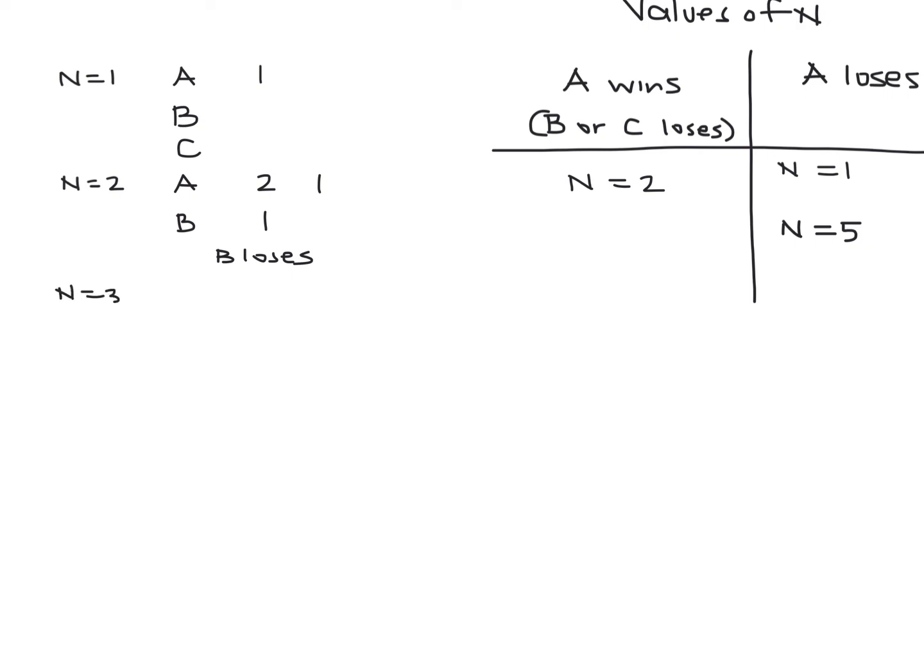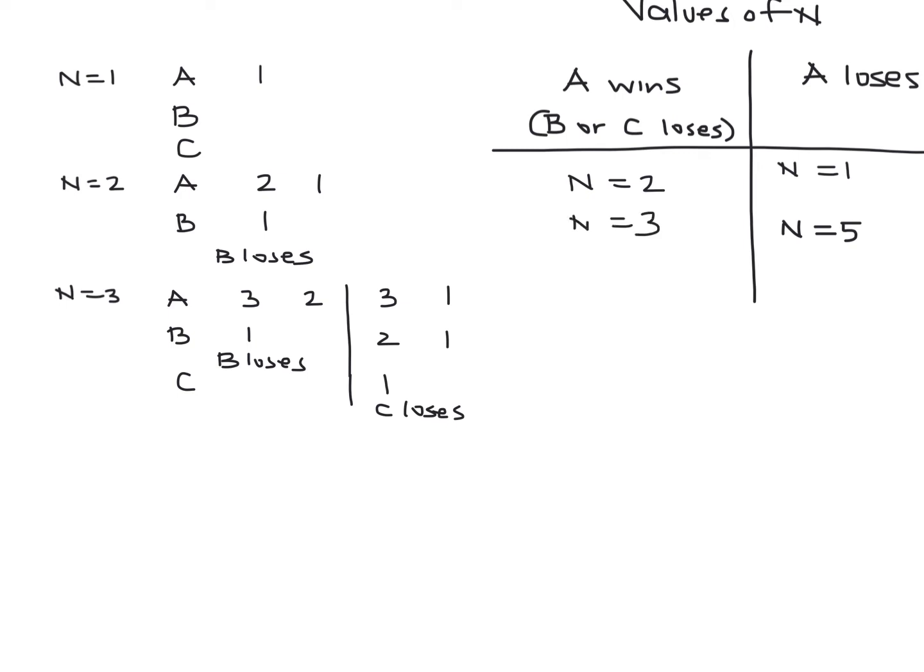N equals 3. If Alphonse starts off with 3, we've got a couple choices. The first choice is when he removes only 2. Then Beryl ends up with 1. Beryl loses. But what if he started off with 3, but removed only 1? Then Beryl ends up with 2. Beryl has no choice but to remove only 1, and the next player, Colleen, ends up with 1. Colleen loses. So in either case, A wins. So n equals 3 goes here.